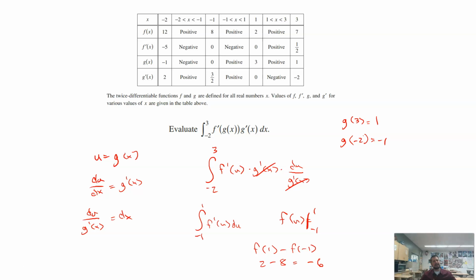Again, that one's kind of tricky just because you had to use u substitution, but hopefully you can see how we got that on that problem. Anyway, if you have any questions on this or any other ones, please let me know.